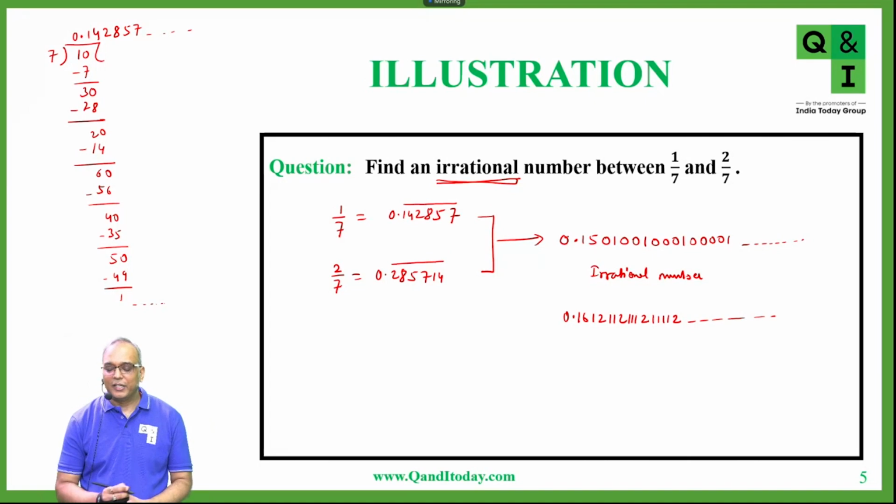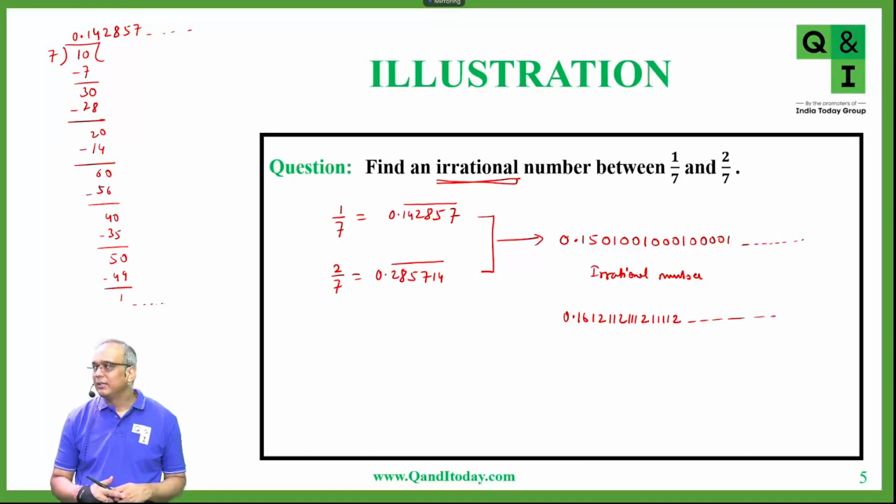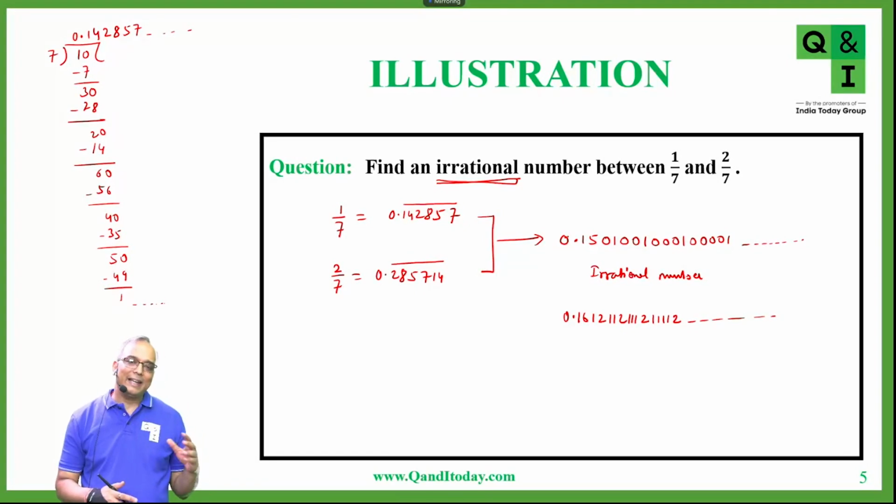Did you understand the concept of finding an irrational number between two rational numbers? To find an irrational number between two rational numbers, first convert the rational numbers into decimal form, and then find a decimal which lies between the given two decimals. But the decimal you find should be non-terminating as well as non-recurring.